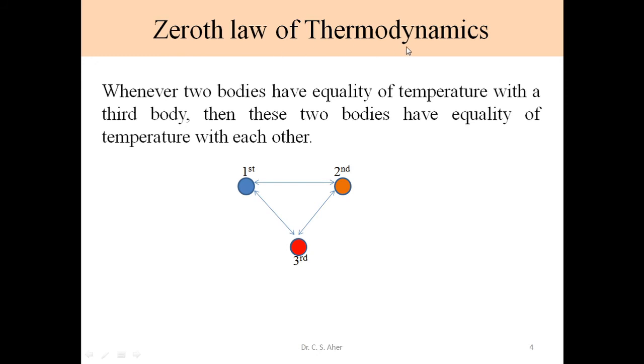The next point is the Zeroth Law of Thermodynamics. Whenever two bodies have equality of temperature with a third body, then these two bodies have equality of temperature with each other. So when the first body and second body are in equality of temperature with the third body, these two bodies are in thermal equilibrium with each other. This is the zeroth law of thermodynamics. It is common sense and does not require any explanation. On the basis of this zeroth law, we have the first law and second law of thermodynamics.